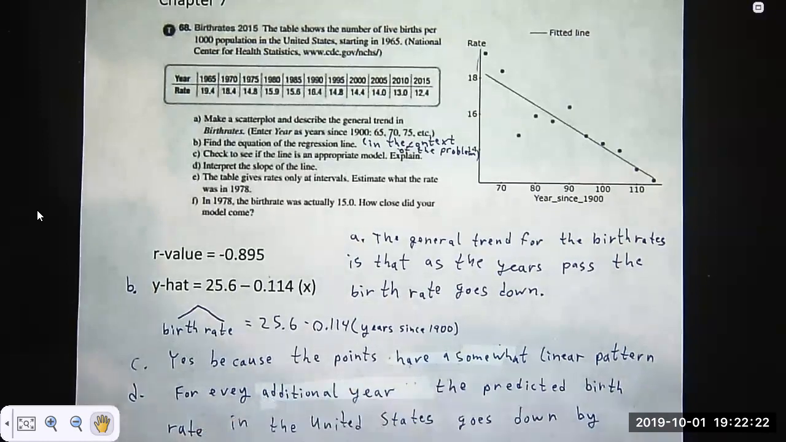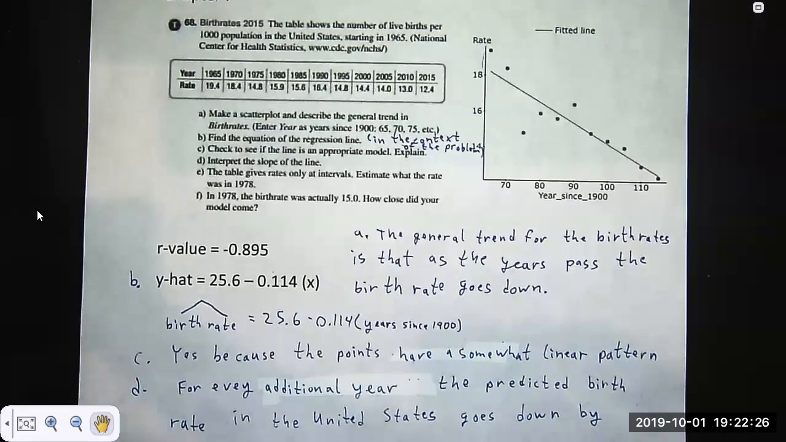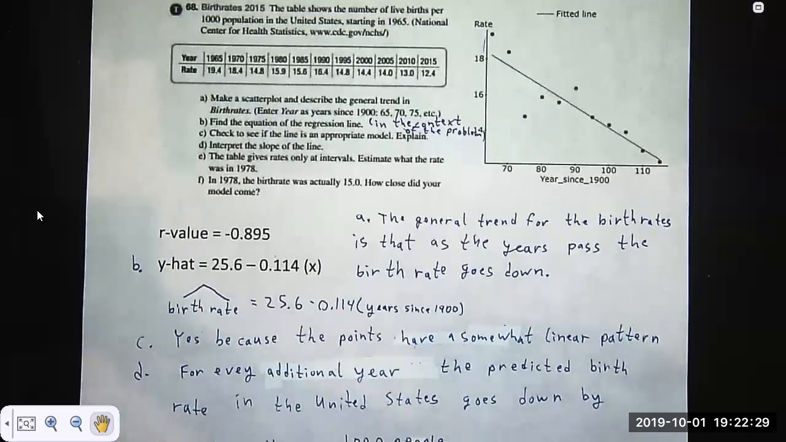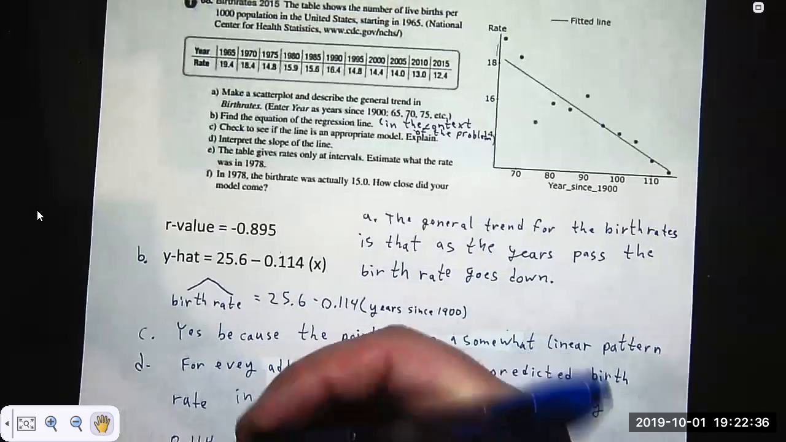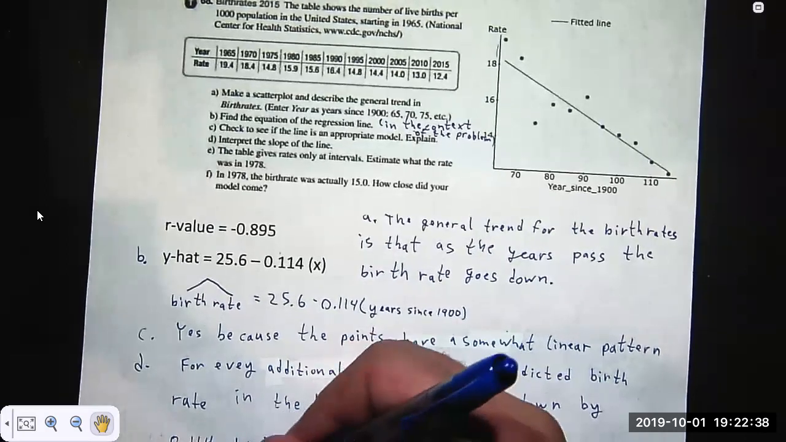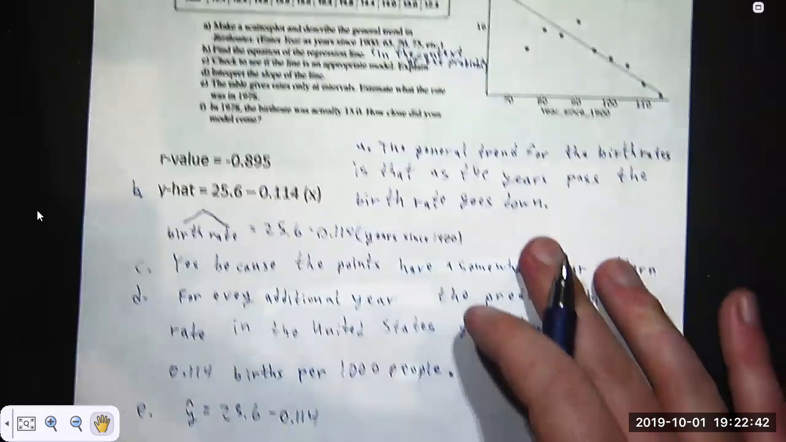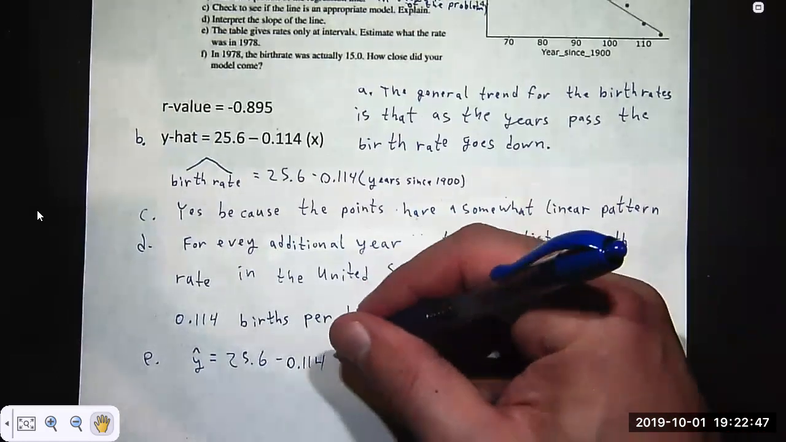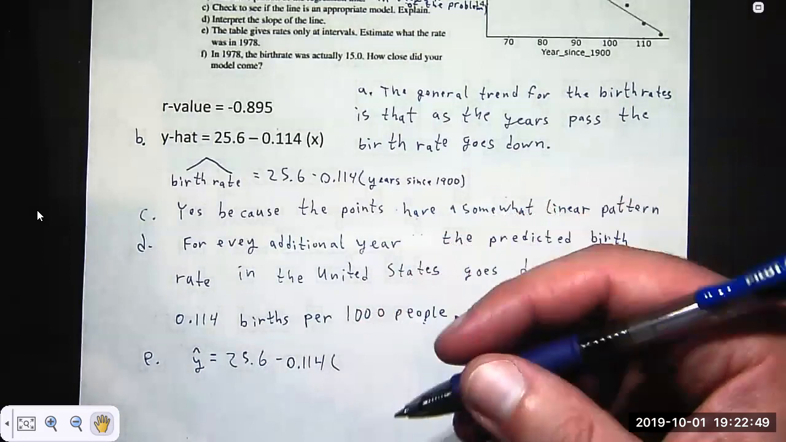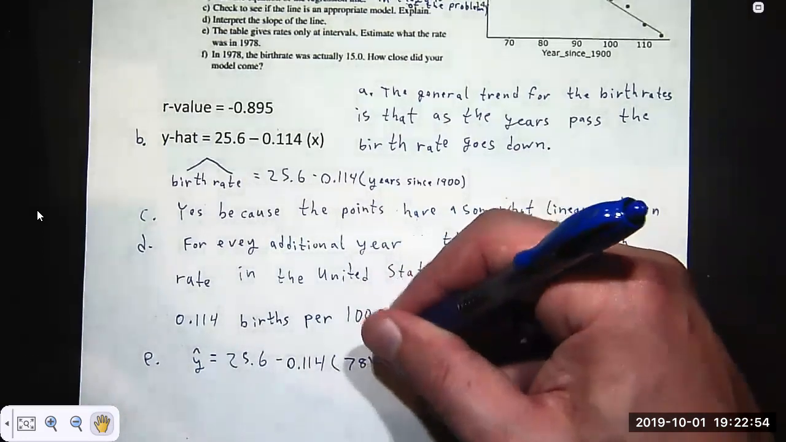All right, E, the table gives rates only at intervals. Estimate what the rate was in 1978. For this one, we have to use the equation we have. So y hat equals 25.6 minus 0.114 times, and this is years since 1900, so we would put in a 78 there.